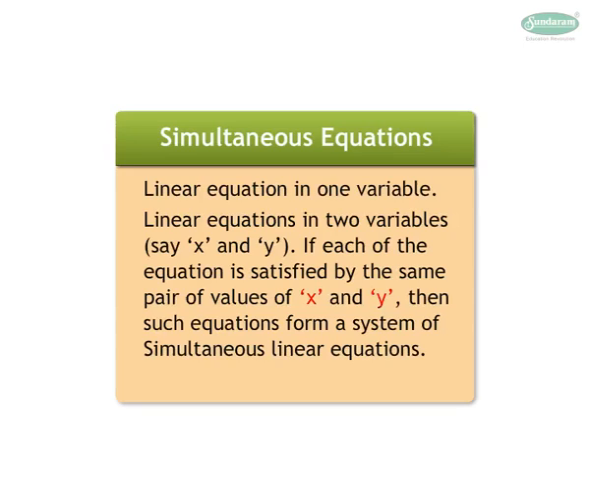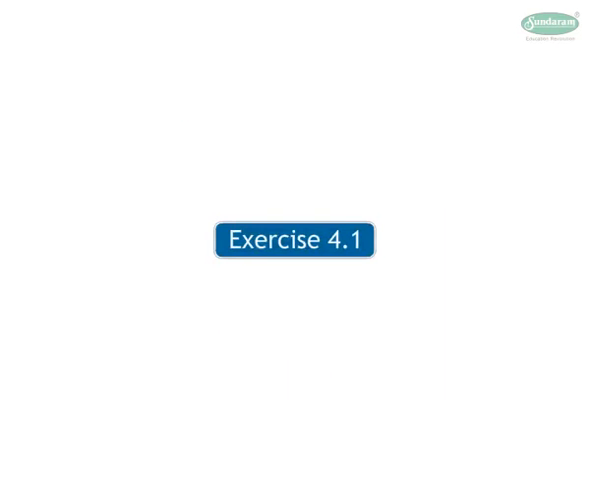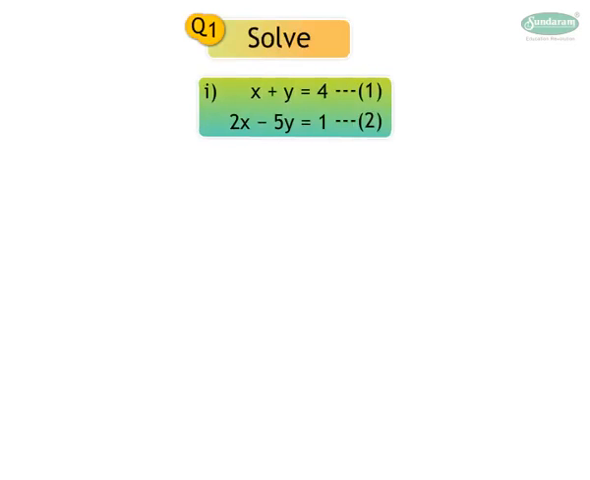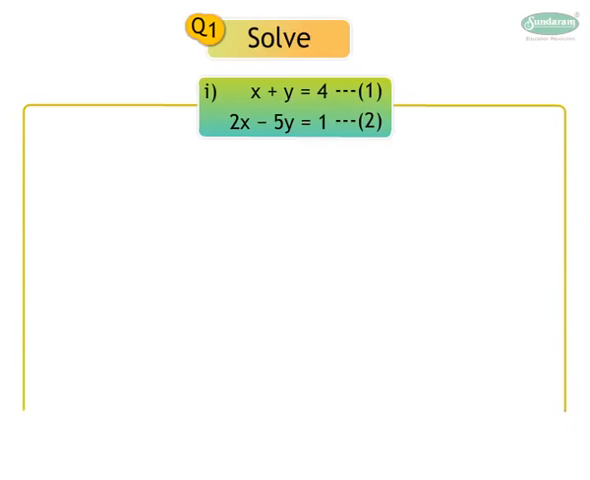The values of x and y which satisfy these equations are called an ordered pair. Now we proceed to solve these equations in various ways. Exercise 4.1. Let us take the first example. Question 1. Solve. 1. The first equation is x plus y is equal to 4. The second equation is 2x minus 5y is equal to 1.